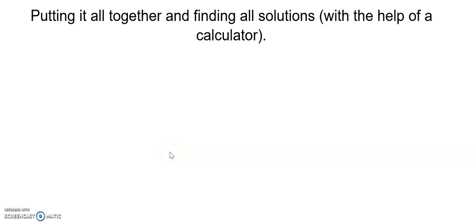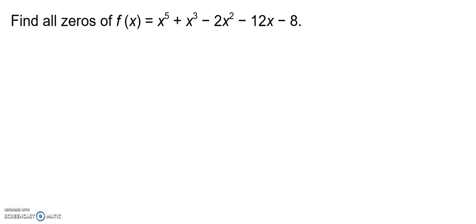Okay, so now we're going to put this all together and look at everything we've learned so that we can find solutions slash zeros of any polynomial, or most polynomials. Okay, so if I want to find all the zeros of f of x equals x to the fifth plus x to the third minus 2x squared minus 12x minus 8.